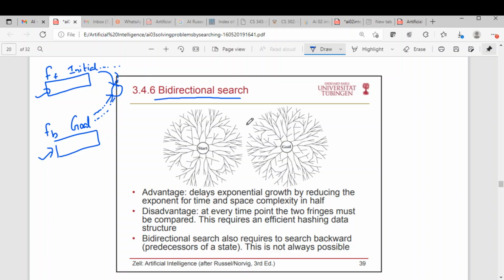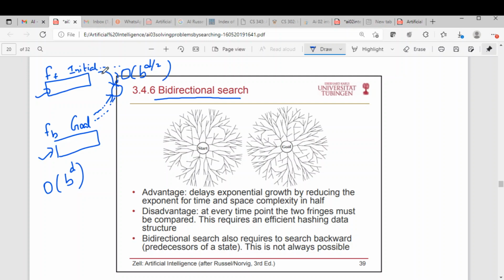So why are we doing this? Is there any advantage? Yes, there is an advantage. The worst case time complexity of BFS and DFS is order of b to the power d. But when you do bidirectional search, the forward direction's complexity is expected to be order of b to the power d by 2, where d represents the depth at which the solution is available.